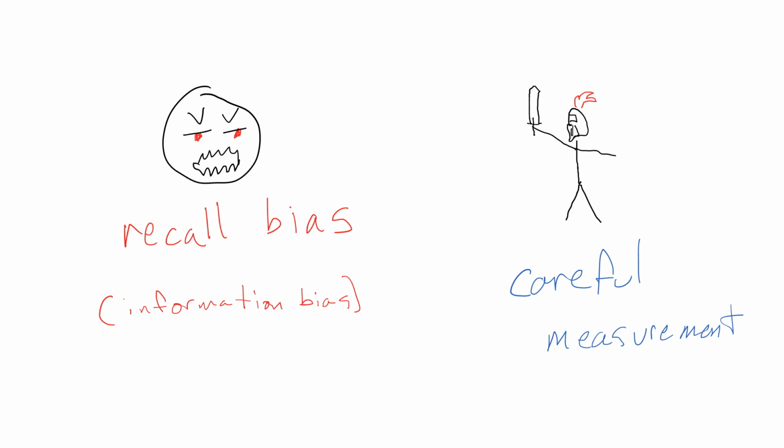Recall bias is combated as much as possible by careful measurement of the exposure variable. For example, a researcher may be able to corroborate a participant's experiences with a participant's family or friends. Skilled interviewers can also use memory cues to help participants accurately remember whether or not certain events or behaviors happened during a particular period of time.